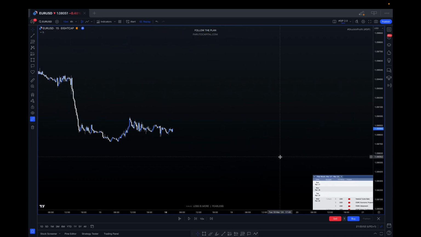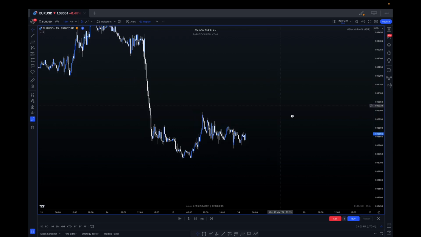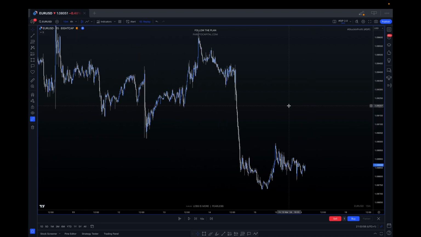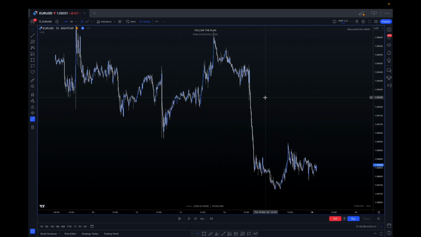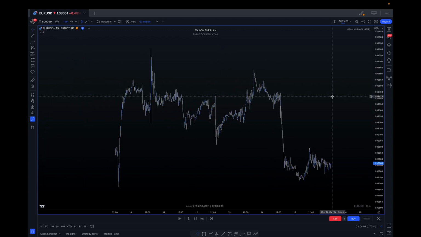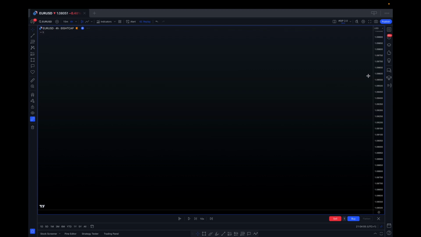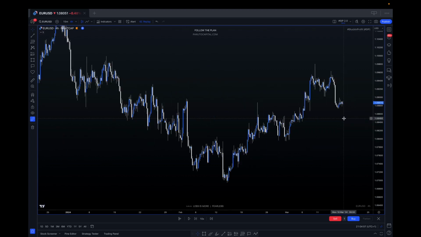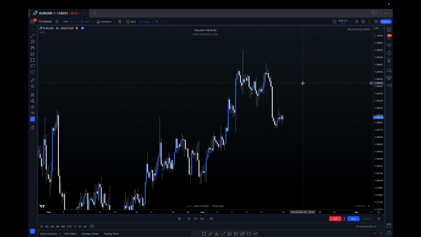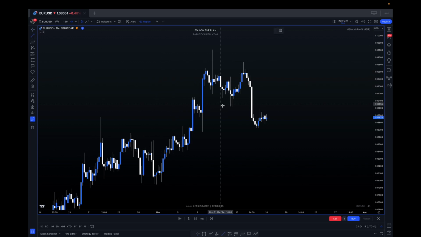Okay, perfect. So here we go. So we have this on the 15 minutes, but as always, we'll always start. Good to start on the 4 hour, right? Typical top-down analysis. So we go to the 4 hour here. In the 4 hour here, clearly, you can see that price is bearish.